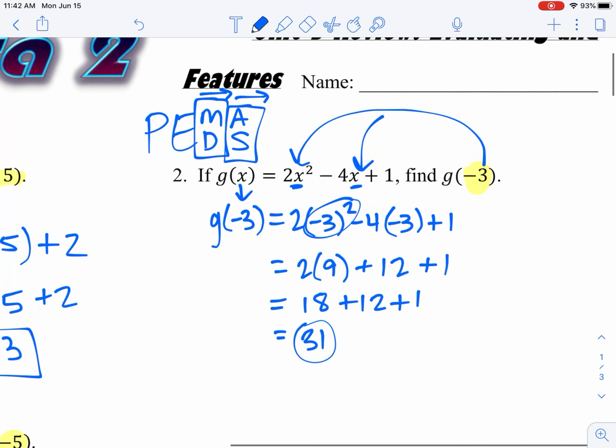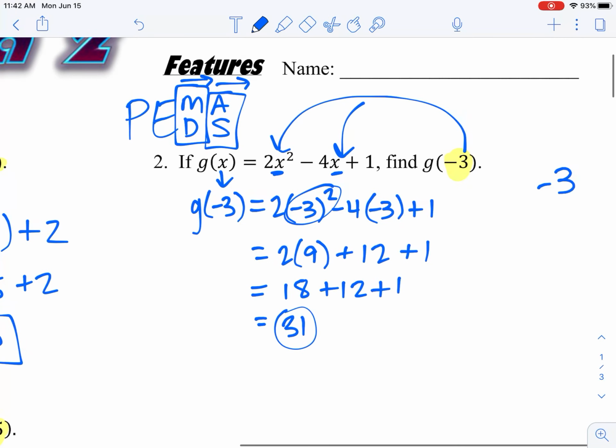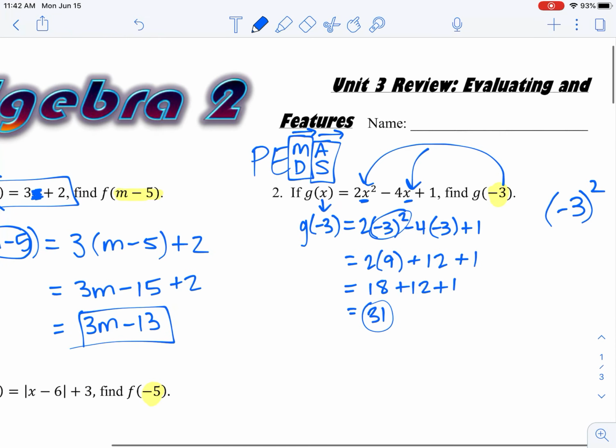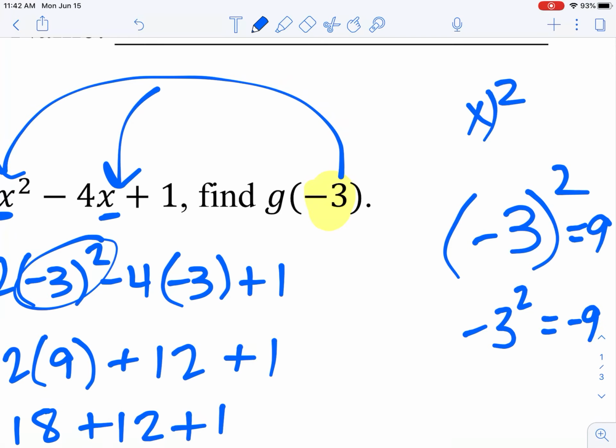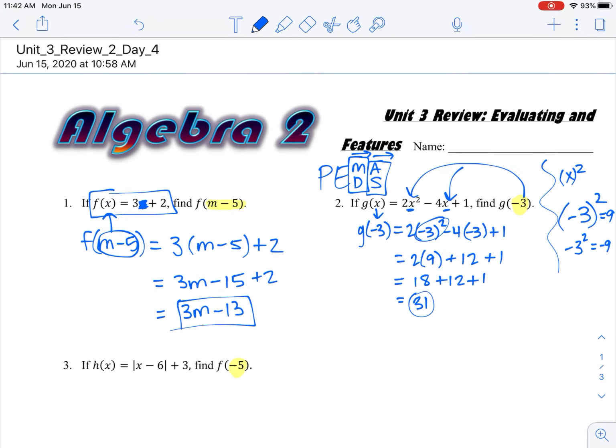A couple things on number 2. Make sure when you do a negative 3 squared, you get a positive 9. If it was a negative 3 squared without parentheses, it would be a negative 9. But if you have an x squared and you're plugging in a negative 3, then you should have parentheses around that. Also make sure you square before you do the times 2. You do not want to multiply and get negative 6 and then square to get 36. That'll give you a different answer.